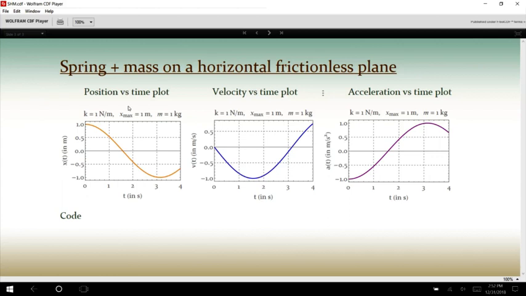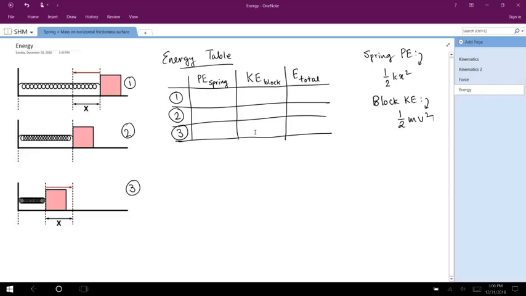The maximum extension in the spring was 1 meter, and the spring constant in this case was 1 Newton per meter. Using this information, we have plotted the position as a function of time. Position is in meters, time is in seconds, and then velocity as a function of time, velocity in meters per second versus time in seconds, and finally acceleration, which is in meters per second squared, and time is in seconds. Alright, so now we are ready to analyze this problem from the point of view of energy.